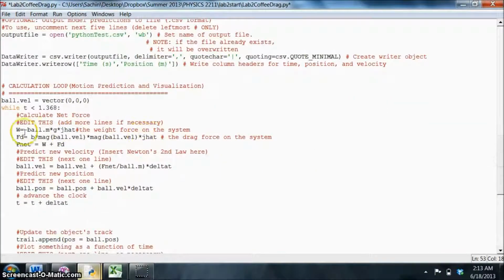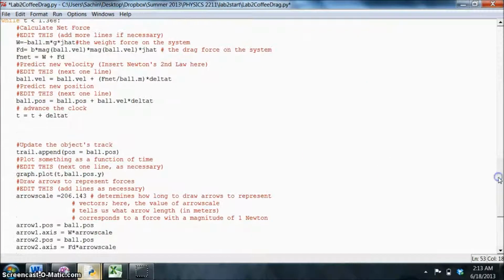So down here we have our weight force, which is the mass times g times j hat. We have the drag force, which is the drag coefficient times the magnitude squared, times j hat, the direction. These two add up to be our net force. We have Newton's second law, just like we did last time. The net force is going to be non-zero this time. This equation is our position update, and allows Tracker to predict a new position every time.